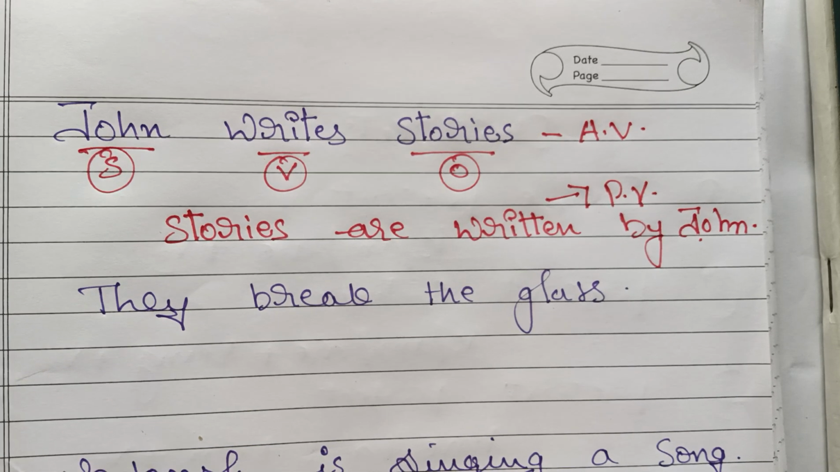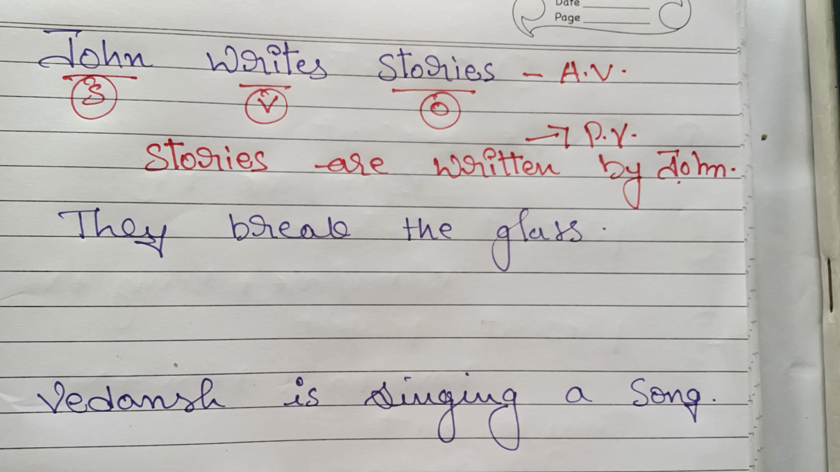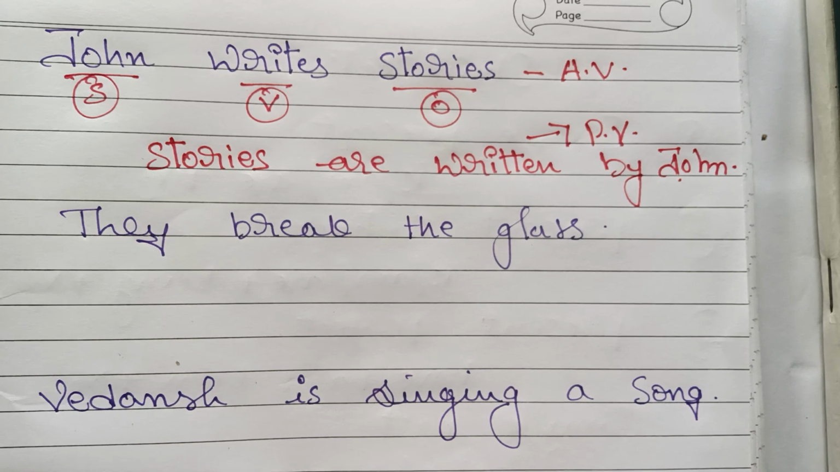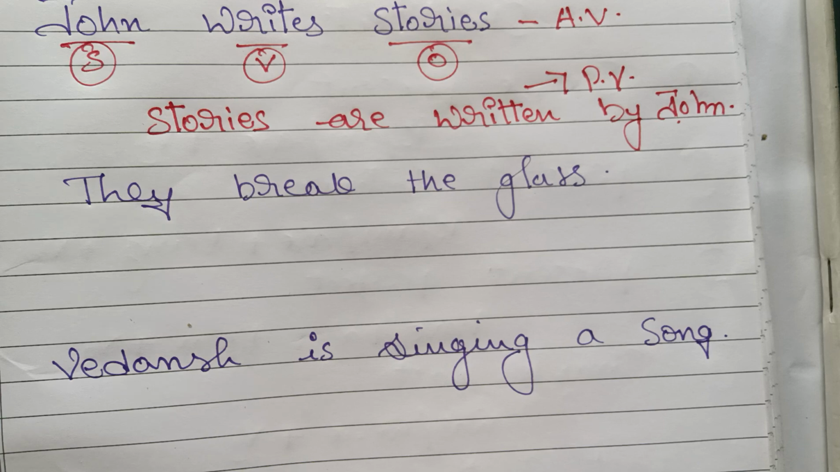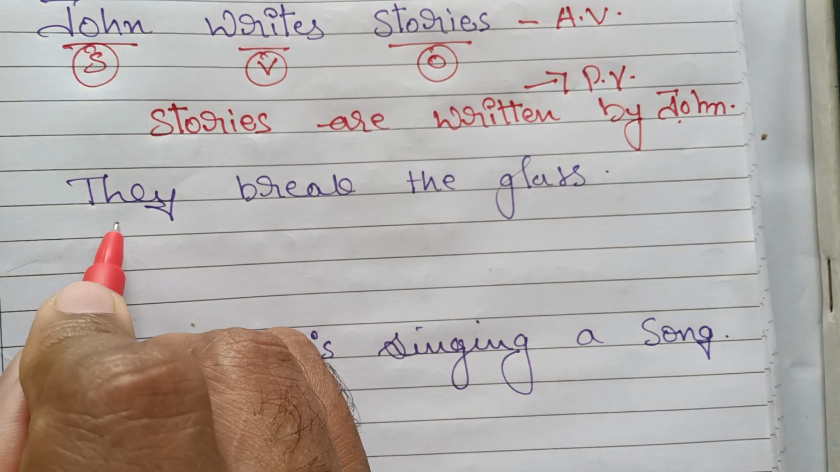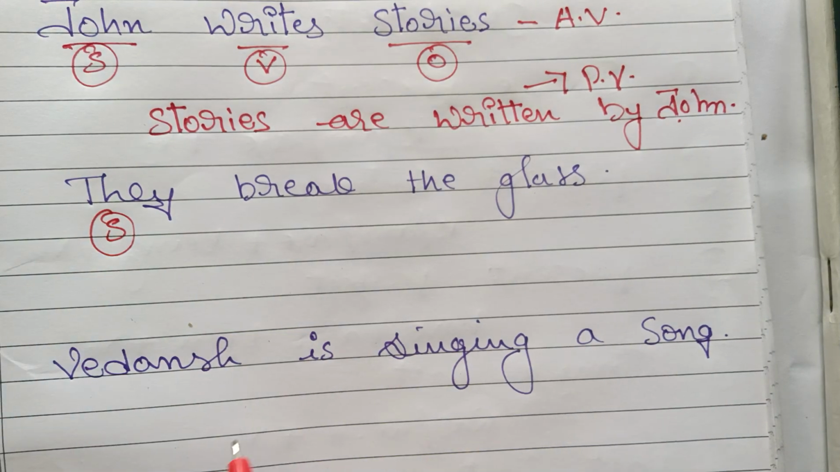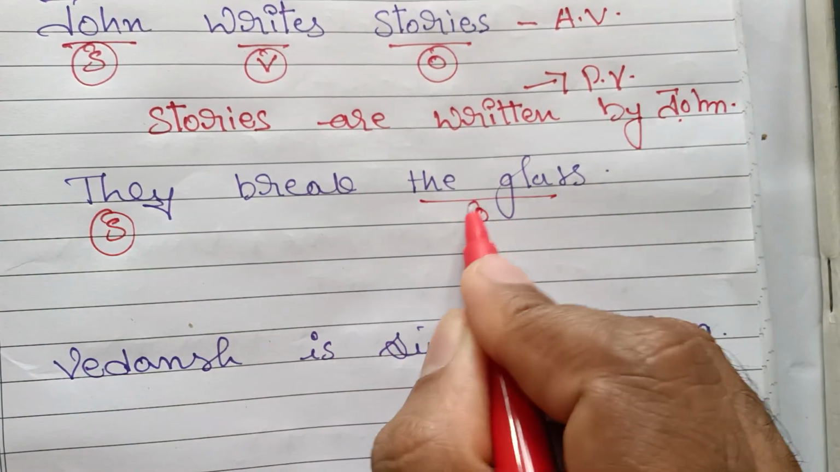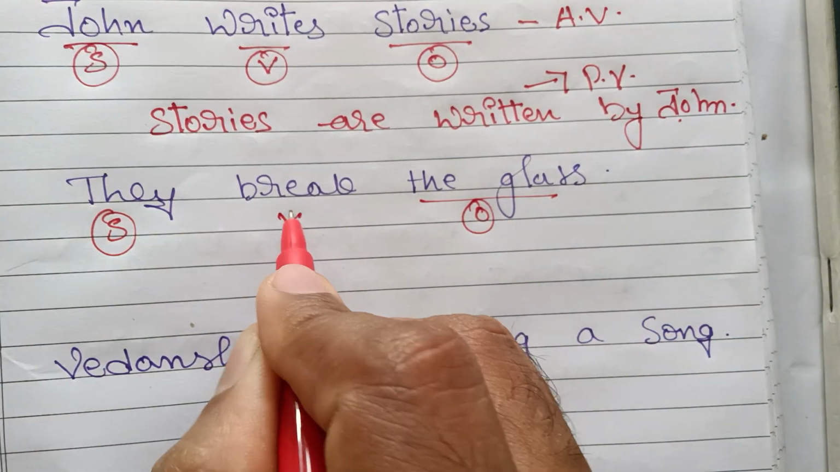So it's all very easy, but understand the sentence, the subject, the object, the tense, the verb. Then it becomes a cakewalk. See the second one. They break the glass. Again, what is the subject? They, subject, the glass, object, break, verb.